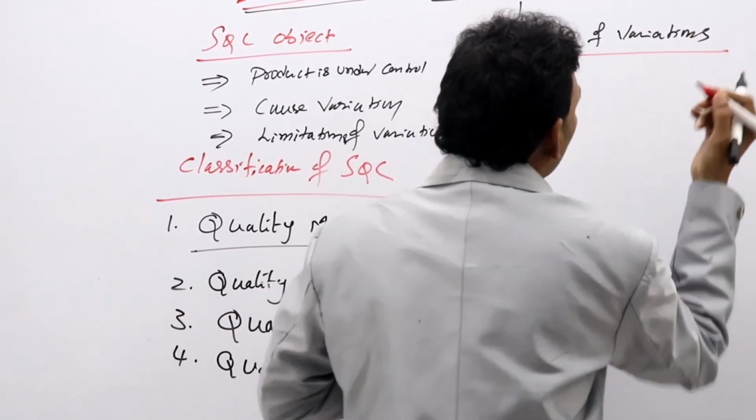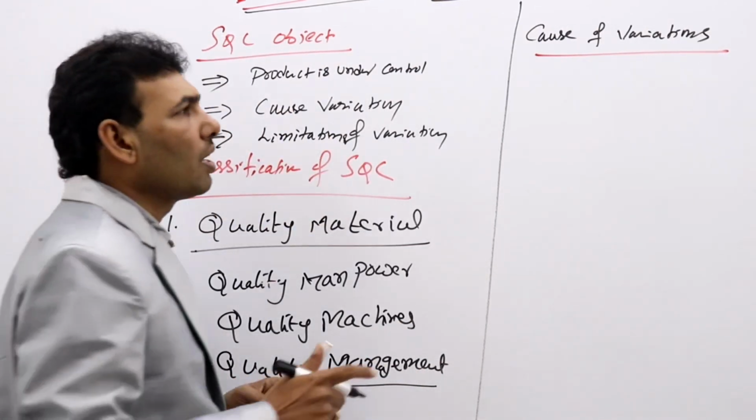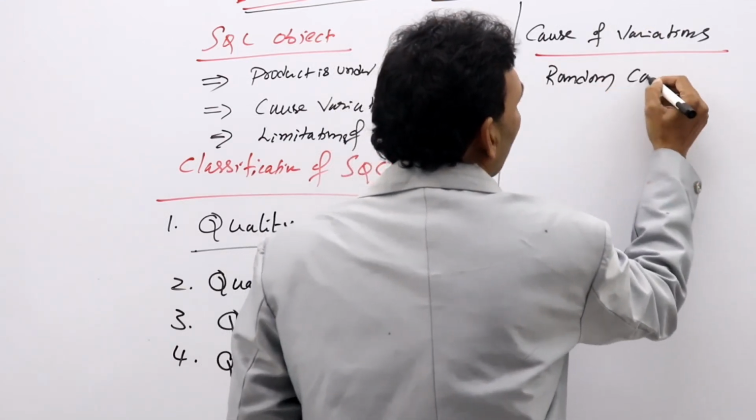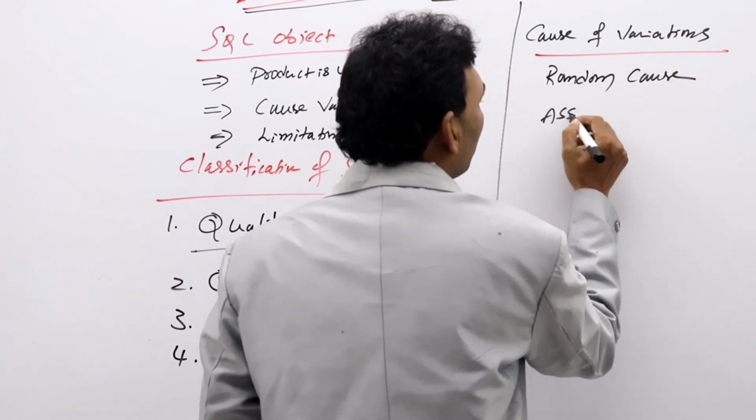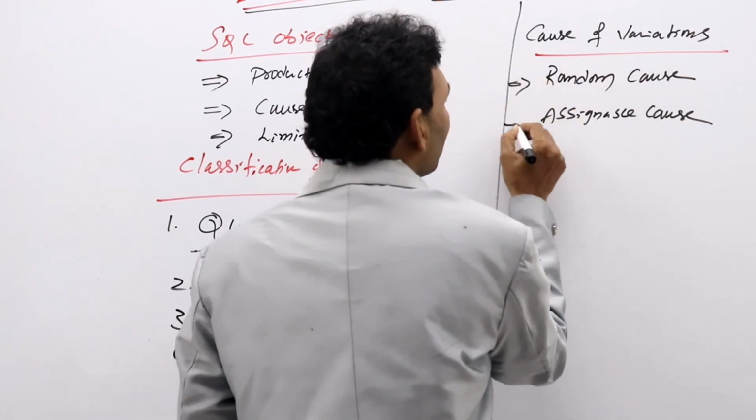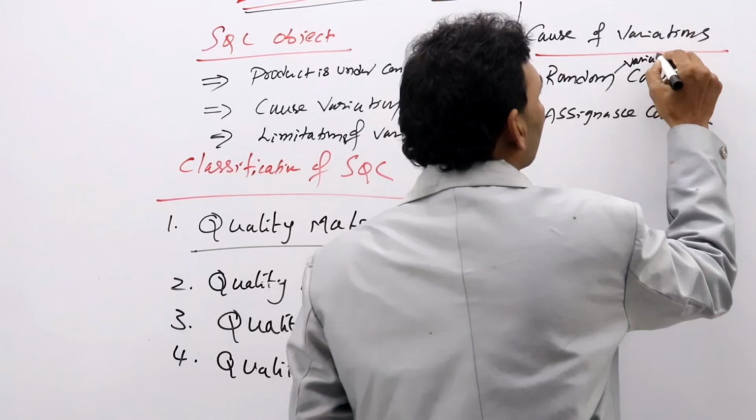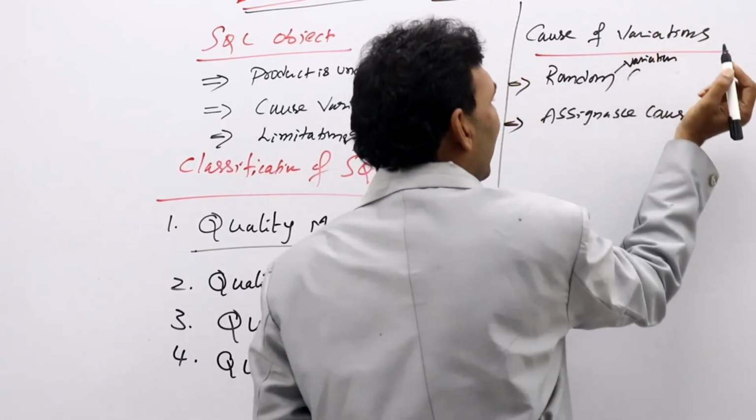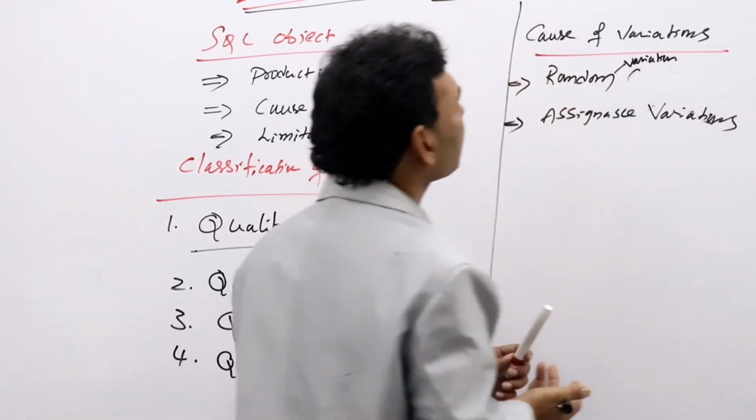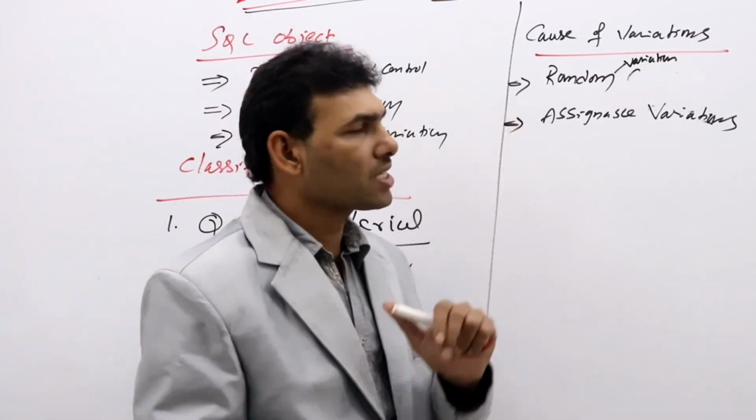The causes of variations are of two types: random causes and assignable causes. The main reasons of variations are two, random and assignable.